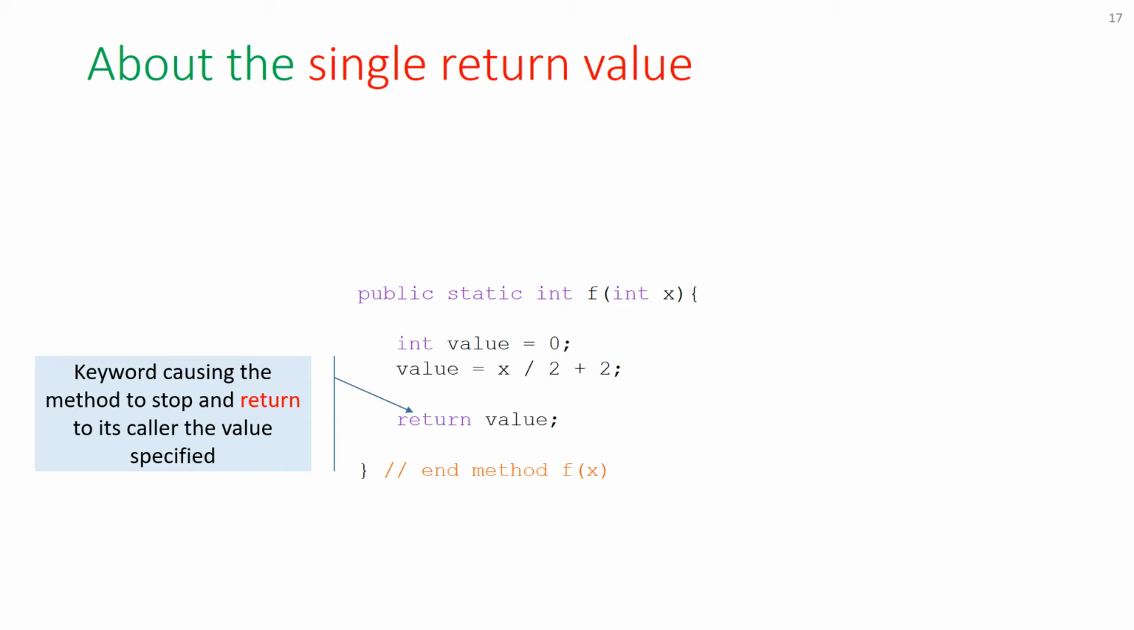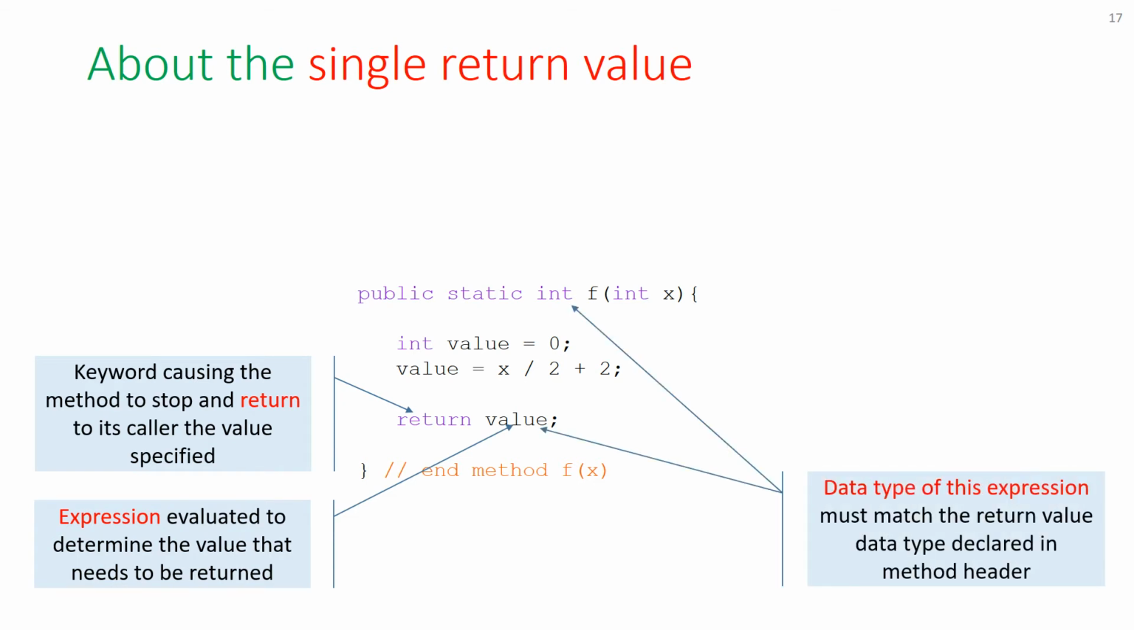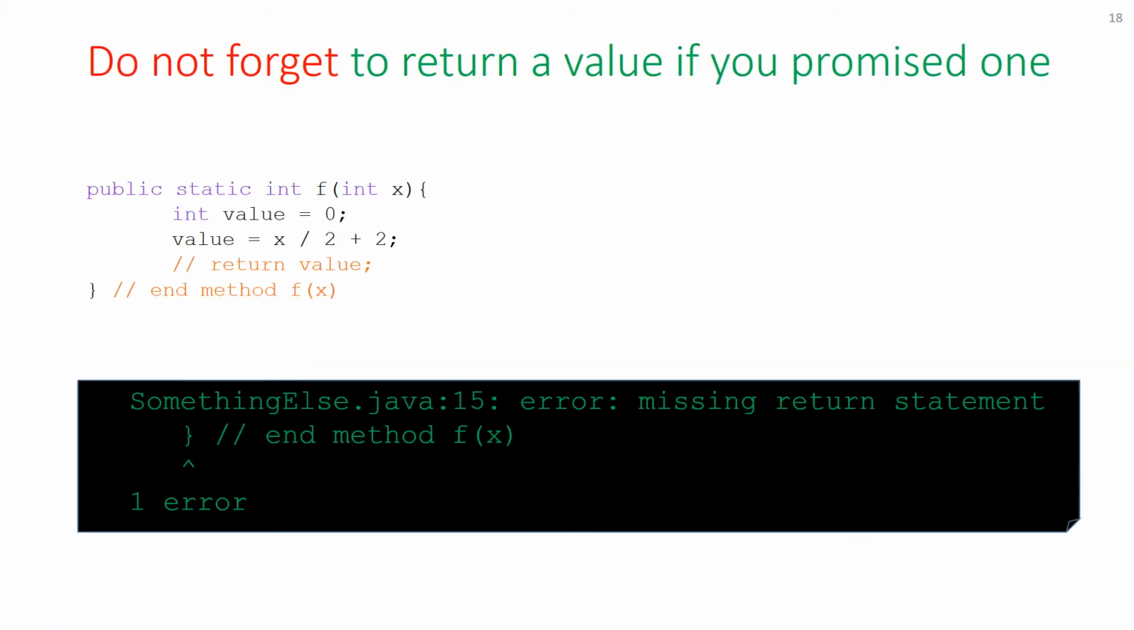That's it. And again, in Java, we need to make sure that this is going to be the same data type as that. You promise that your method is going to return, for example, an int. You better make sure that every time you use a return keyword, the expression that you evaluate is yielding an int value.